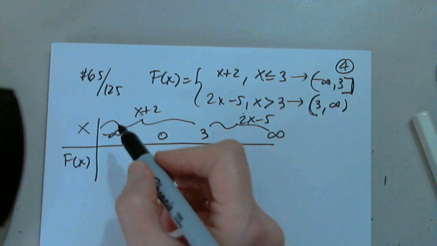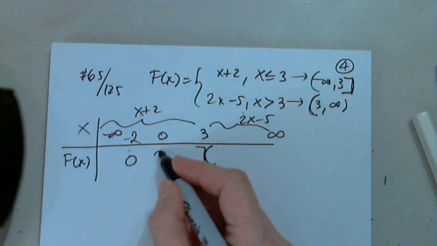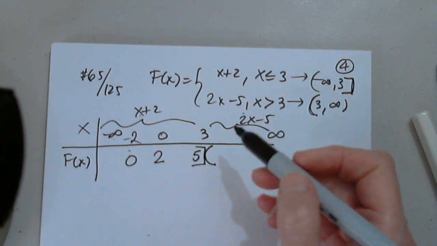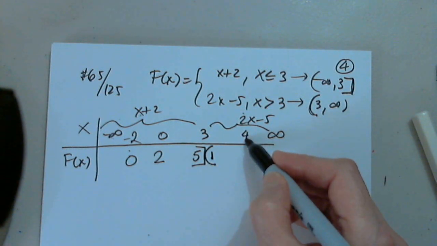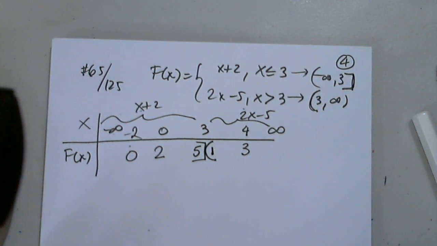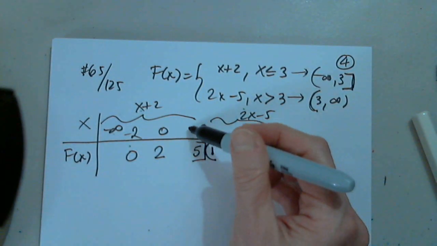So we plug in, I should also plug in negative 2 because I get 0. Plug in 0, I get 2. Plug in 3, I get 5. Plug in 3, I get 1. Plug in 4, I get 3. I don't have to graph. Can anyone tell us whether the function is continuous at 3?